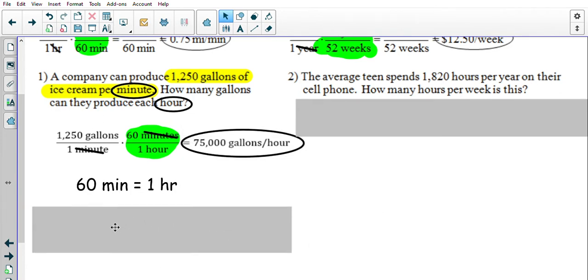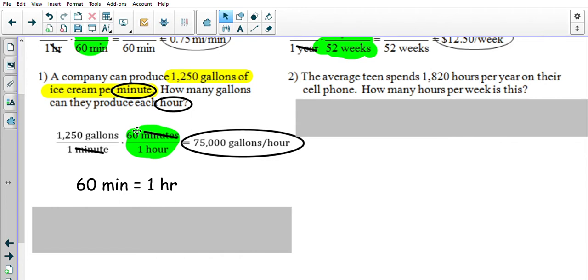And I get that by taking 1,250 times 60. The denominator is just 1. That's going to get us 75,000 gallons per hour. Again, 1,250 times 60 gets me that solution. Let's take a look at number 2.